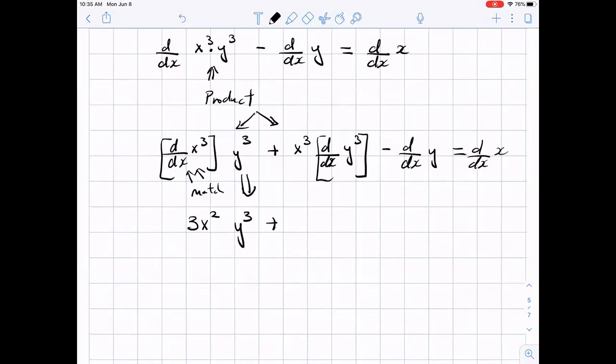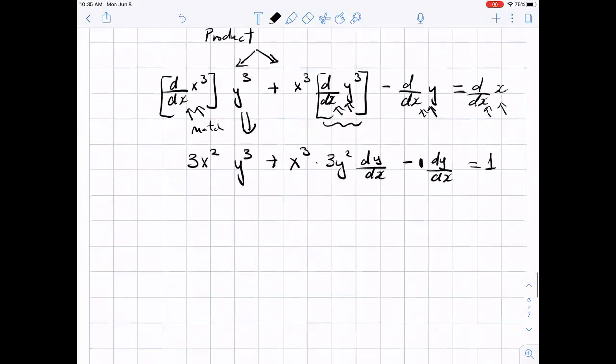Plus, over here we keep the x cubed, and we differentiate this now with respect to x. Since the variable here does not match, this becomes times 3y squared dy/dx. The variable here does not match, so minus the derivative of y, which is 1, but we need dy/dx. And since the variables here match, this just becomes 1. Okay.